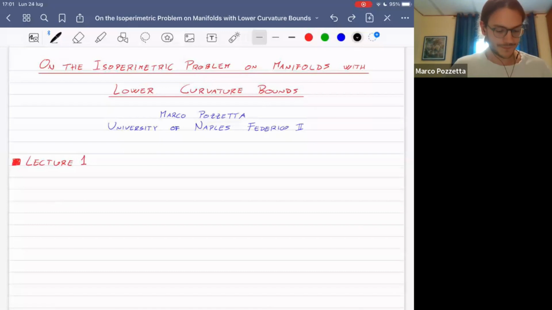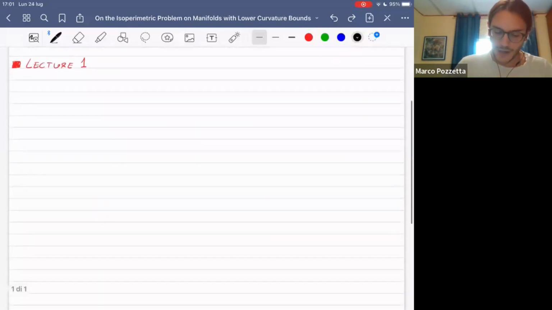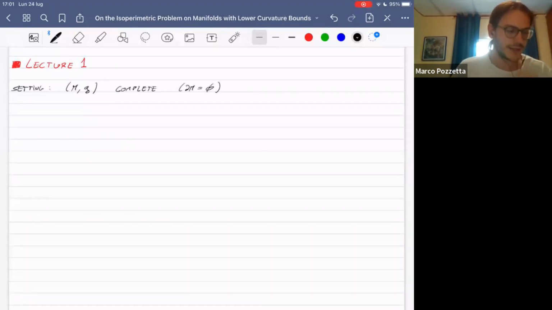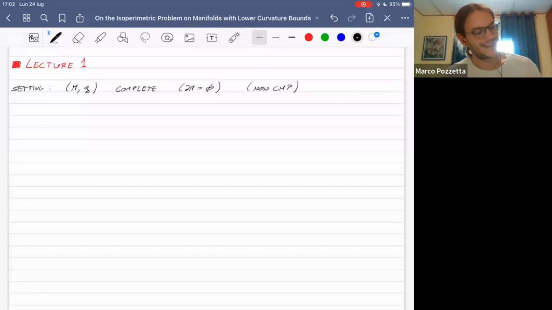Lecture one. So here is the setting. For all the course, this is going to be our setting. We will always consider (M, g) a Riemannian manifold, which is complete, and if you want, without boundary. Not very important, but if you want, think of it without boundary. And if you want, think of it as a non-compact manifold, because most of the problems will arise when the manifold is actually non-compact.